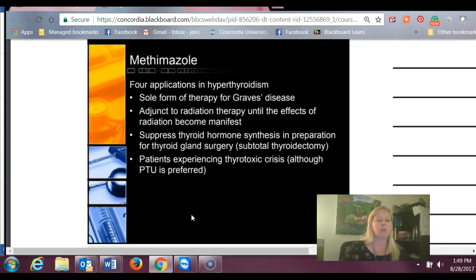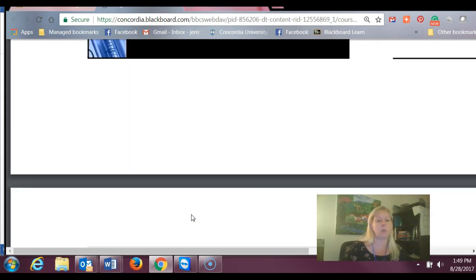So there are 4 applications in hyperthyroidism. Sole form of therapy for Graves' disease. Remember, Graves' disease is a form of hyperthyroidism, the one where you get the ophthalmos, the eyeballs sticking out. It's an adjunct to radiation therapy until the effects of the radiation start working. It also suppresses the thyroid hormone synthesis in preparation for thyroidectomy. And patients experiencing a thyrotoxic crisis, although PTU is preferred, which I mentioned before.